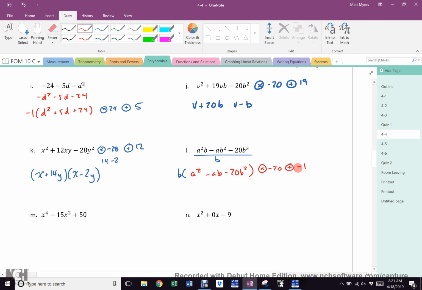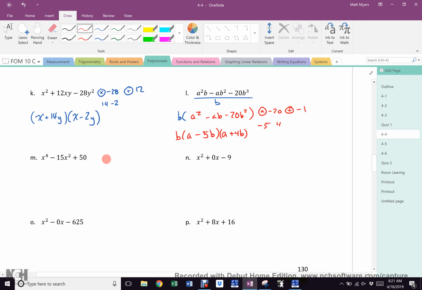Negative 1. Is it 1 and 20? 1 and 20 will add to 1? Is it 2 and 10? Is it 4 and 5? Yes. How will 4 and 5 make negative 1? Which one has to be negative to get it to negative 1? 5. So that's B, A minus 5B, and A plus 4B. Everybody cool?